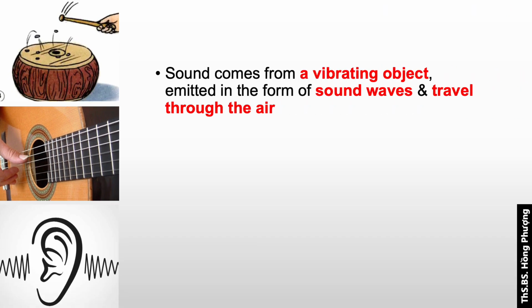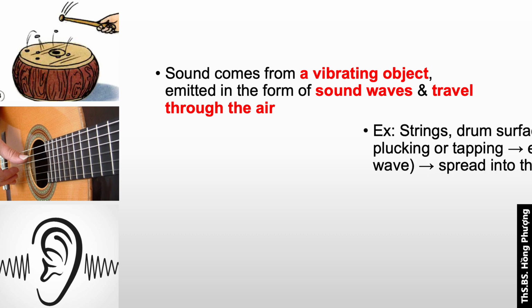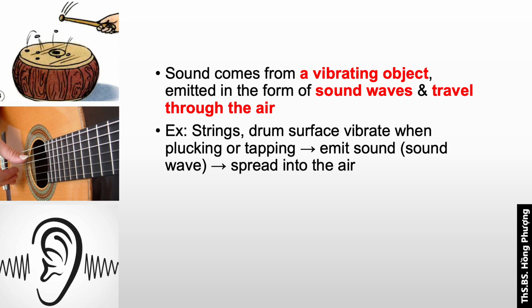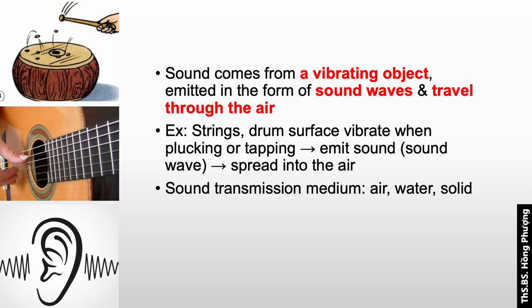The sound that we hear is coming from a vibrating object, emitted in the form of sound waves and traveling through the air. For example, the strings or drum surface vibrate when plucking or tapping. That emits sound as sound waves and spreads into the air. It also needs a sound transmission medium like air, water, or solid.